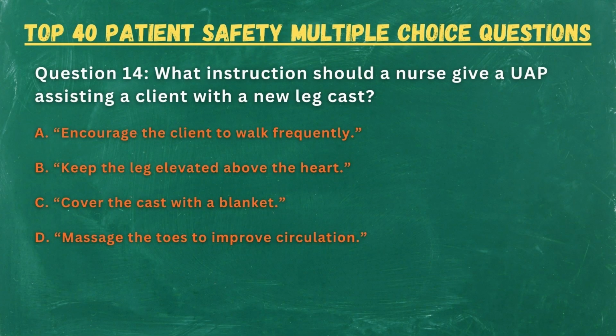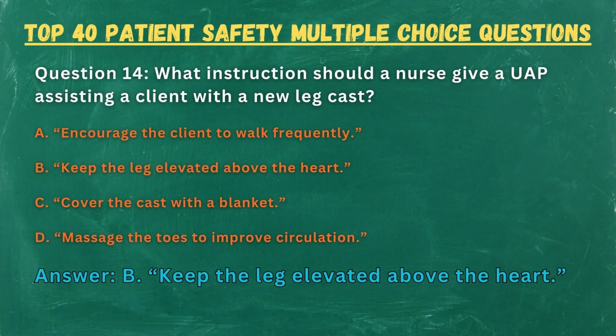Question 14. What instruction should a nurse give a UAP assisting a client with a new leg cast? A. Encourage the client to walk frequently. B. Keep the leg elevated above the heart. C. Cover the cast with a blanket. D. Massage the toes to improve circulation. Answer: B. Keep the leg elevated above the heart.